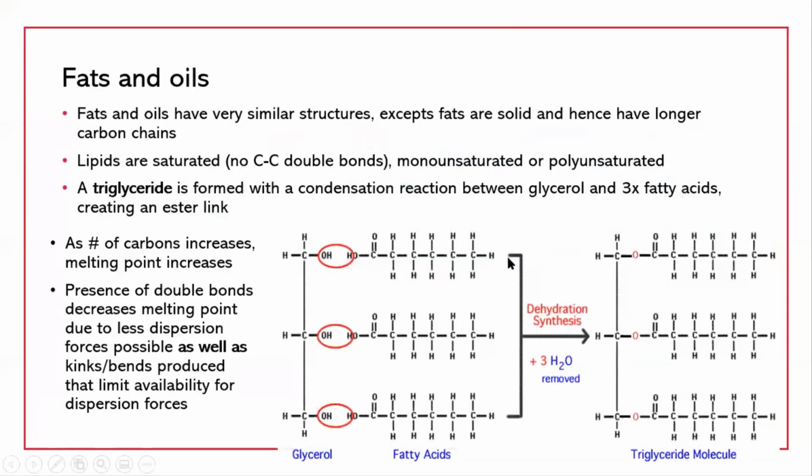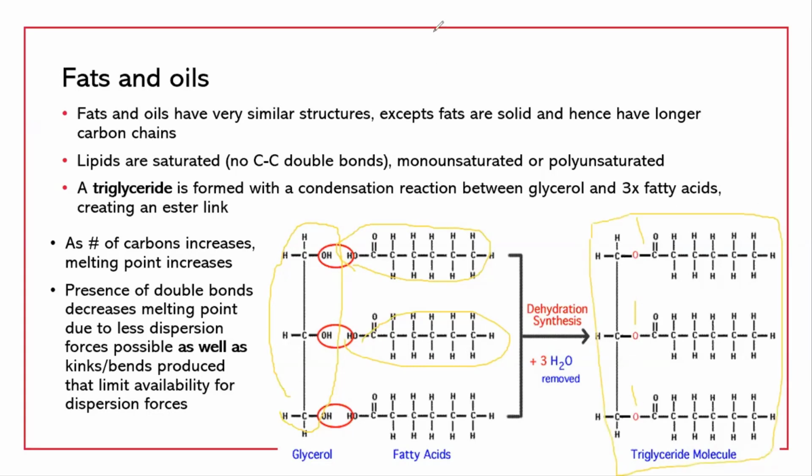Okay, the next thing to talk about is fats and oils. Fats and oils are very similar structures, except fats are solid and oils are liquid at the same temperature. A triglyceride is a molecule that has 3 fatty acids. This here is a fatty acid. These are fatty acids, and this is glycerol, where we've got 3 hydroxyl groups. And what happens is we produce 3 waters out of each of these spots, and this is a triglyceride.